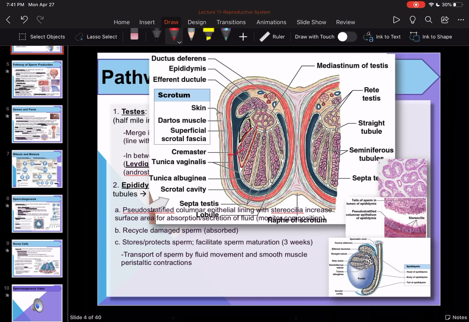These here are the seminiferous tubules that are coiled around everywhere. This right here, the two that's right here, that's the straight tubule. And then this meshy, coral-looking thing is the rete testis. These three right here are your efferent ductules, and then they will get into the epididymis area.